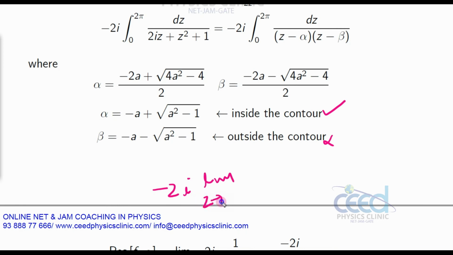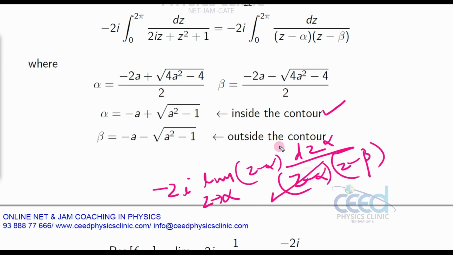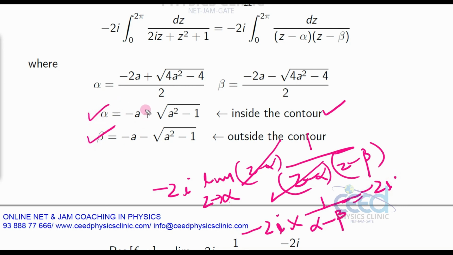So residue at z tends to alpha, right? Z minus alpha into f of z, that is, divided by z minus alpha into z minus beta, right? Now this z minus alpha will cancel. Now let us substitute; this is f of z, right? Now I can substitute this as minus 2i into 1 by z minus beta. When I am substituting here, this is 1 by alpha minus beta. What is alpha minus beta? Subtracting alpha and beta, this is 2 root a square minus 1. So I can write the residue as minus 2i by 2 root a square minus 1, right? So this is our residue.